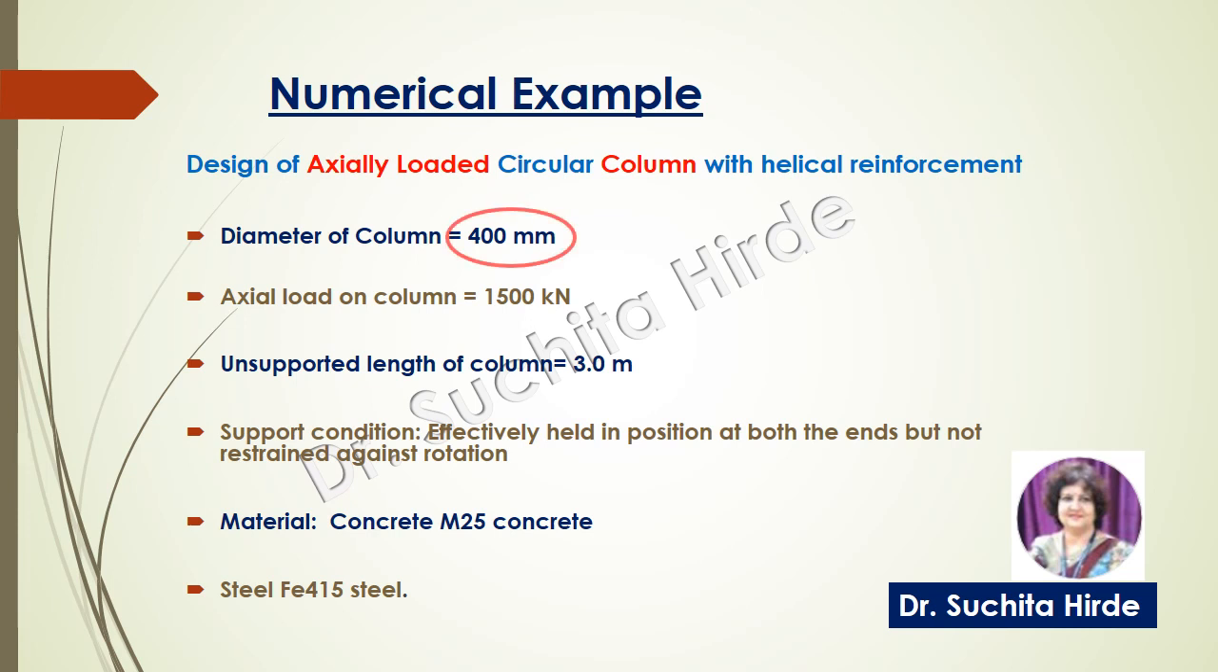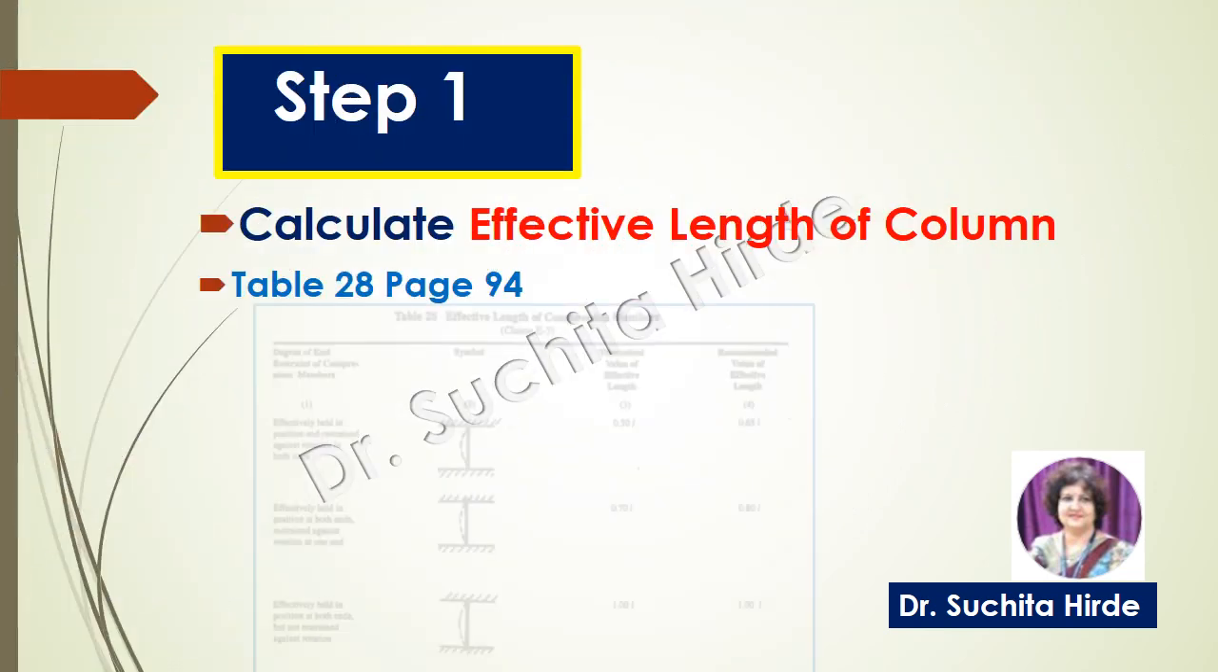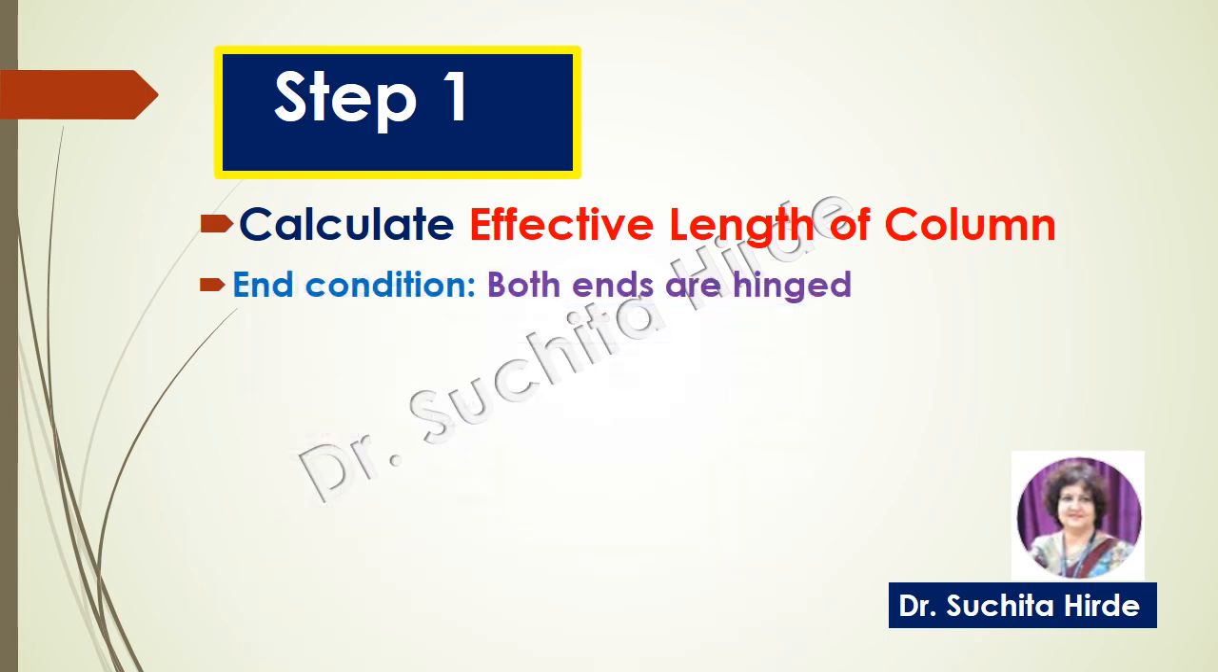Now in this problem, the diameter of column is already given, so it is not required to calculate Ag. We will directly calculate effective length of column from unsupported length and support conditions. Given both the ends of column are hinged, the effective length is equal to 1L. So given length is 3 meter, therefore effective length will also be equal to 3 meter.